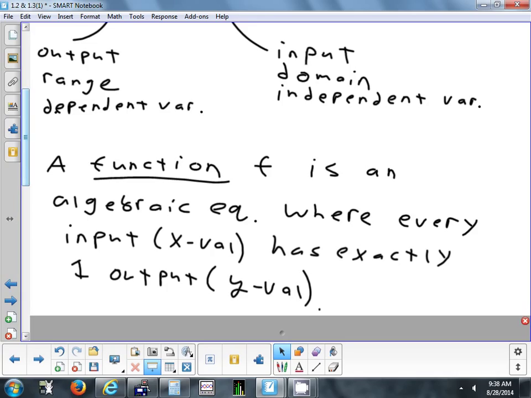So a function is basically an algebraic equation where every time you plug in an x value, any x value, you only get one y value.